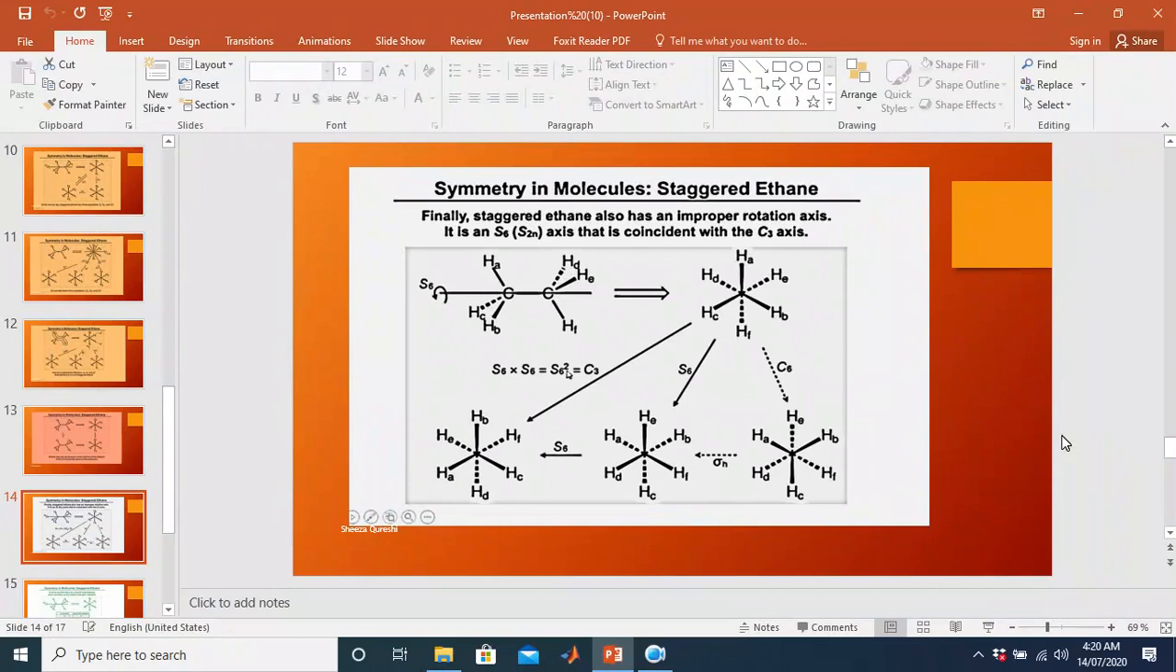After C6 we need to apply sigma h. Atoms on the upper side will go to the lower side, and atoms on the lower side will go to the upper side. C6 times C6 is equal to C3. So we don't need to write C6 because C3 is a major symmetry element.